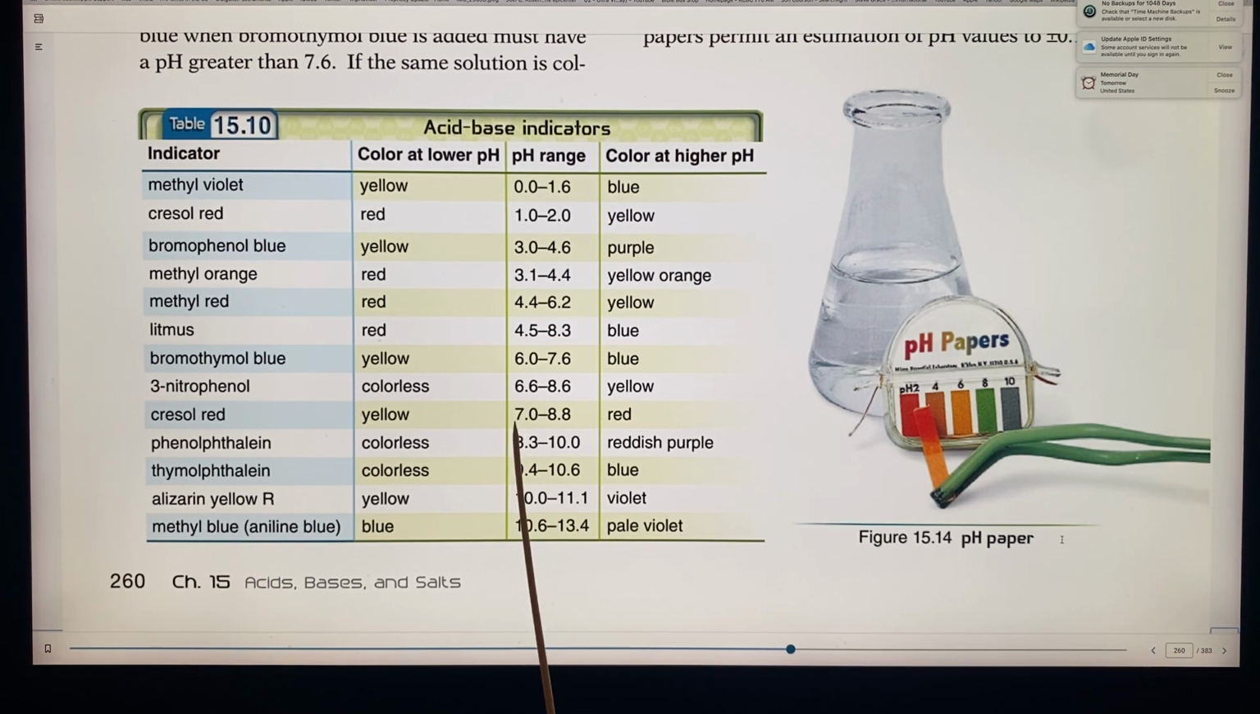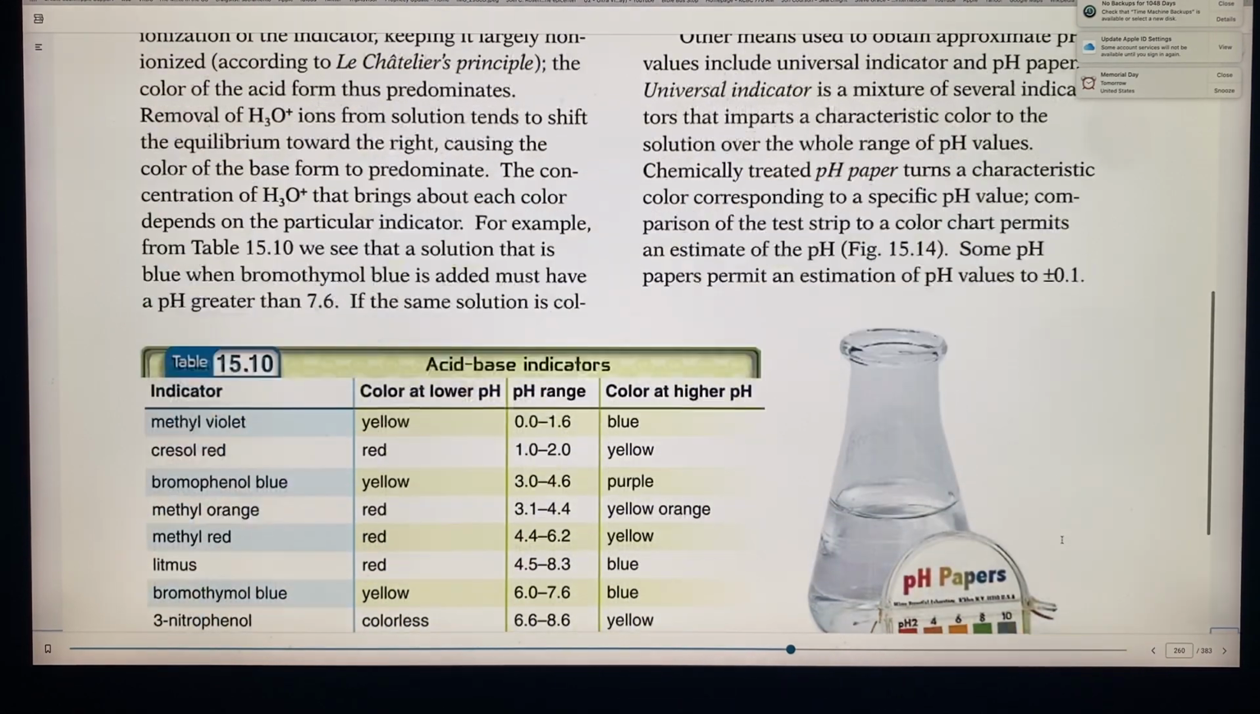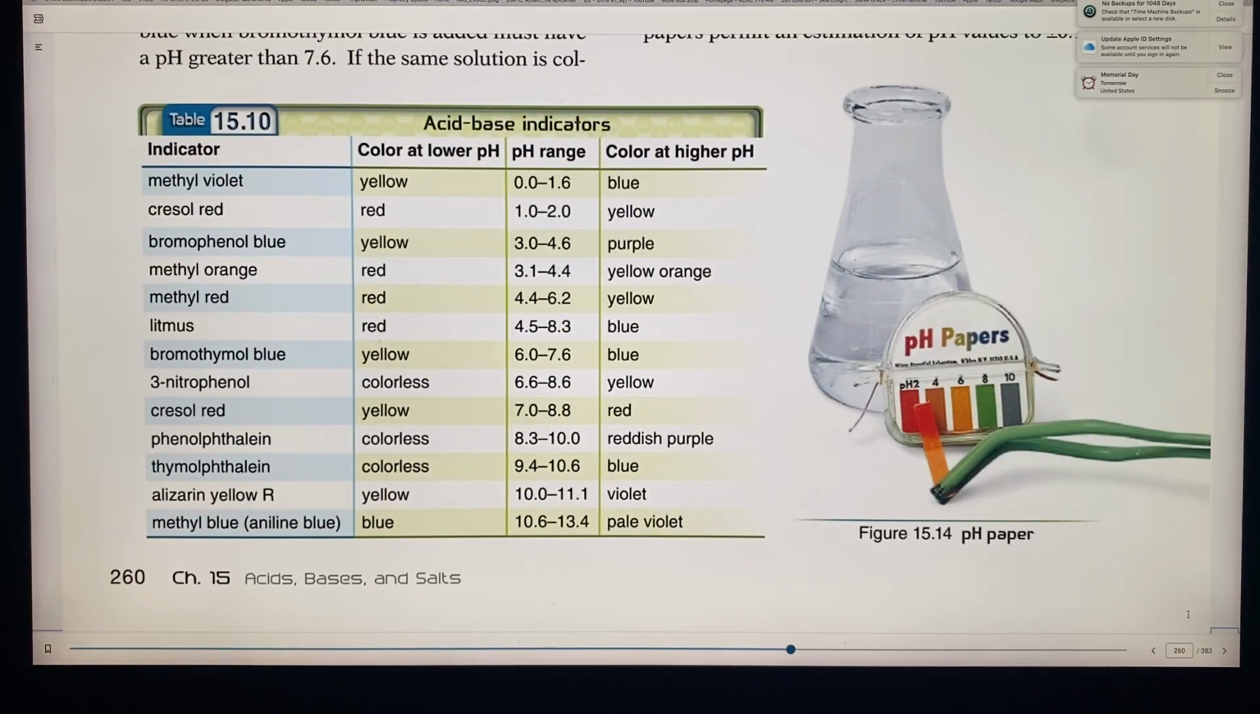Anything above 7 is going to be basic, and anything below is the lower range. A mid-range one would be, of course, the litmus paper. Here are some pH papers mixed here to find out which pH they are and the colors that they become. These are all different kinds of indicators of pH, pH being whether it's acid or base.